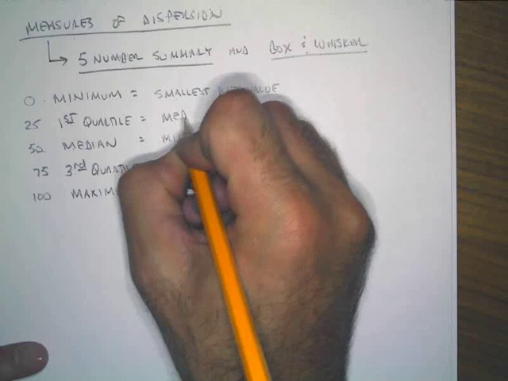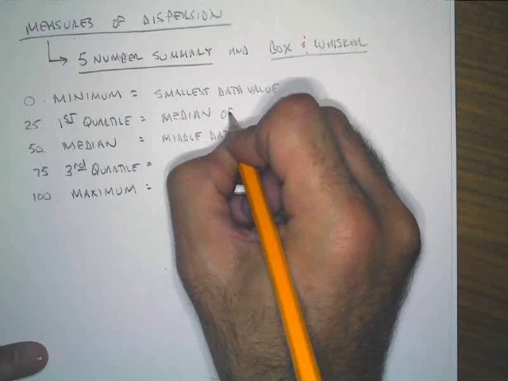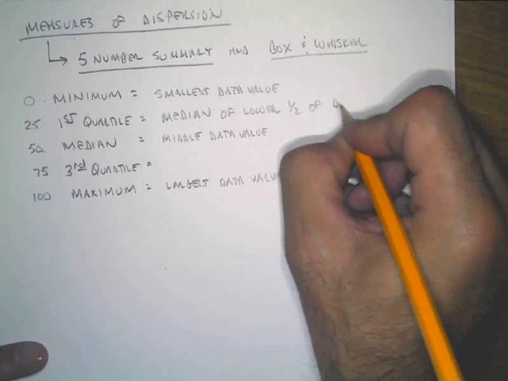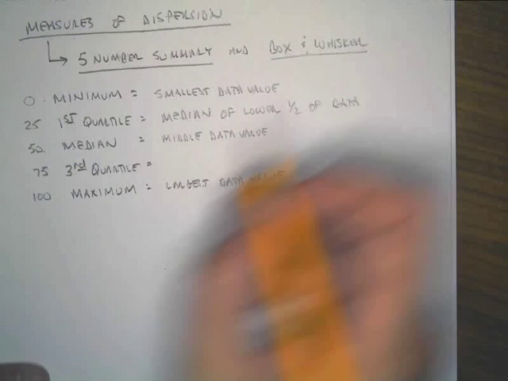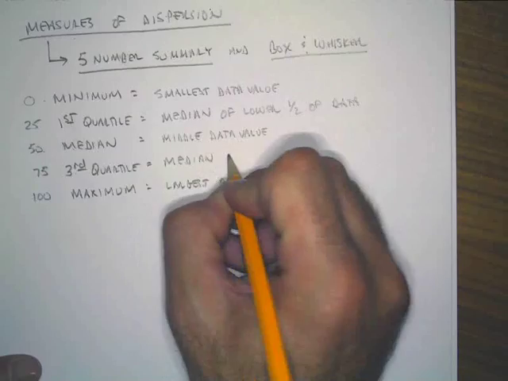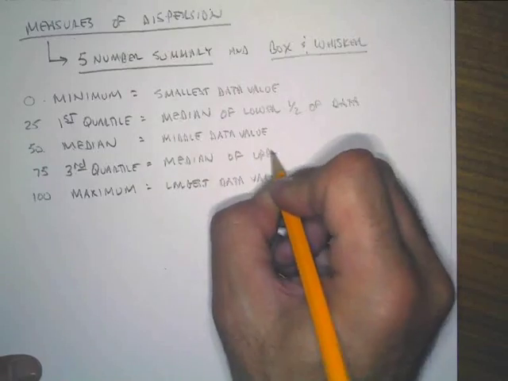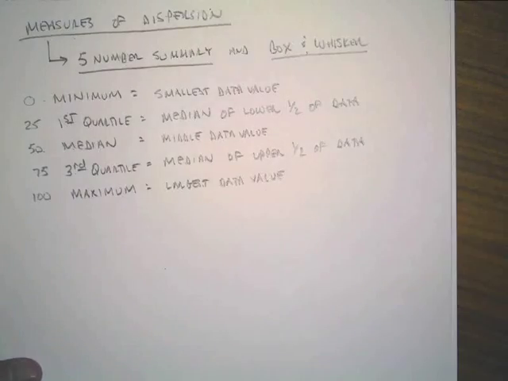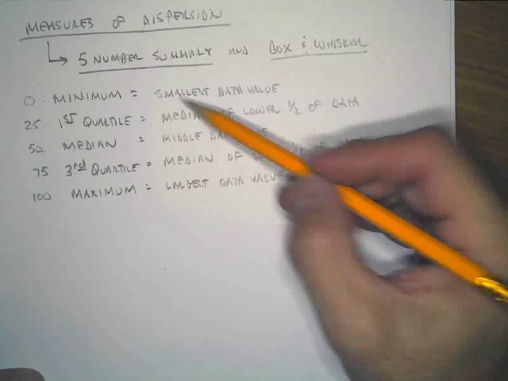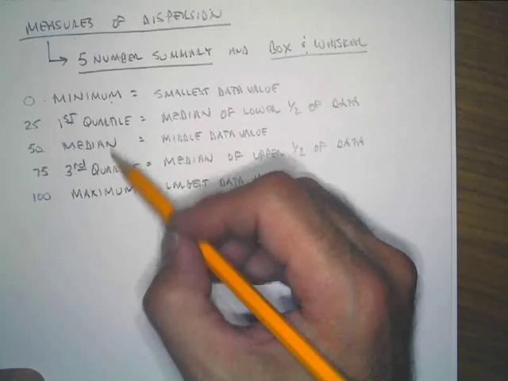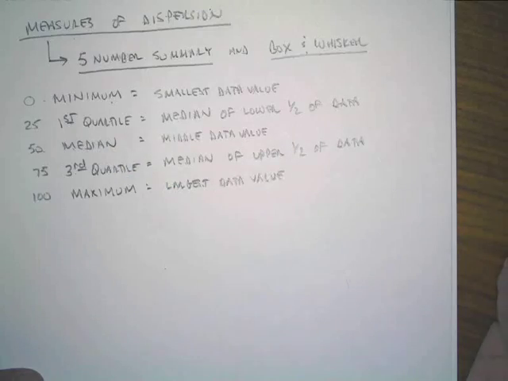And so when we think about these quarters, the way we want to define it is that the first quartile is the median of the lower half of the data, and the third quartile is the median of the upper half of the data. So small, first quarter, second quarter or half, median, third quarter, and maximum. That is the 5-number summary.